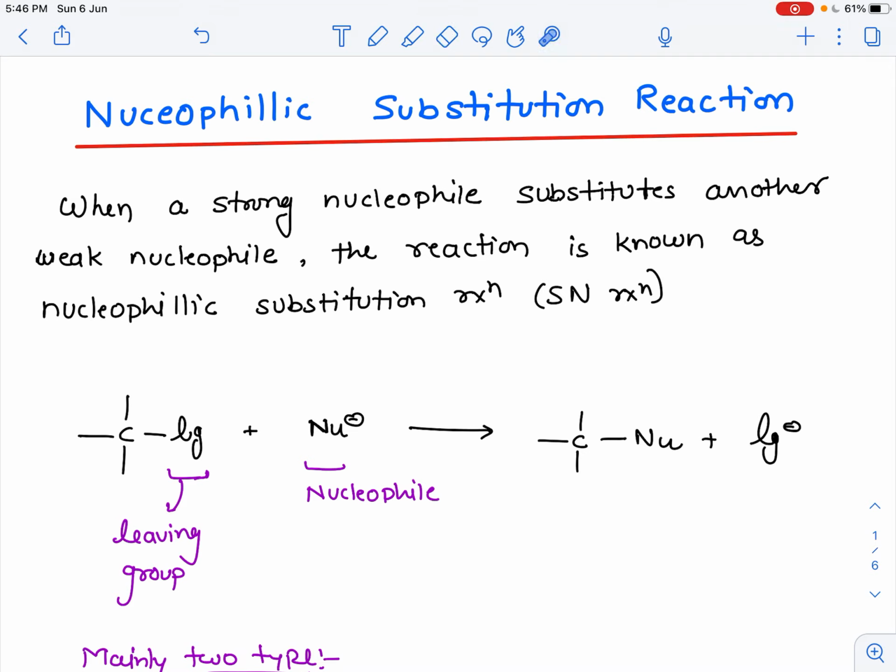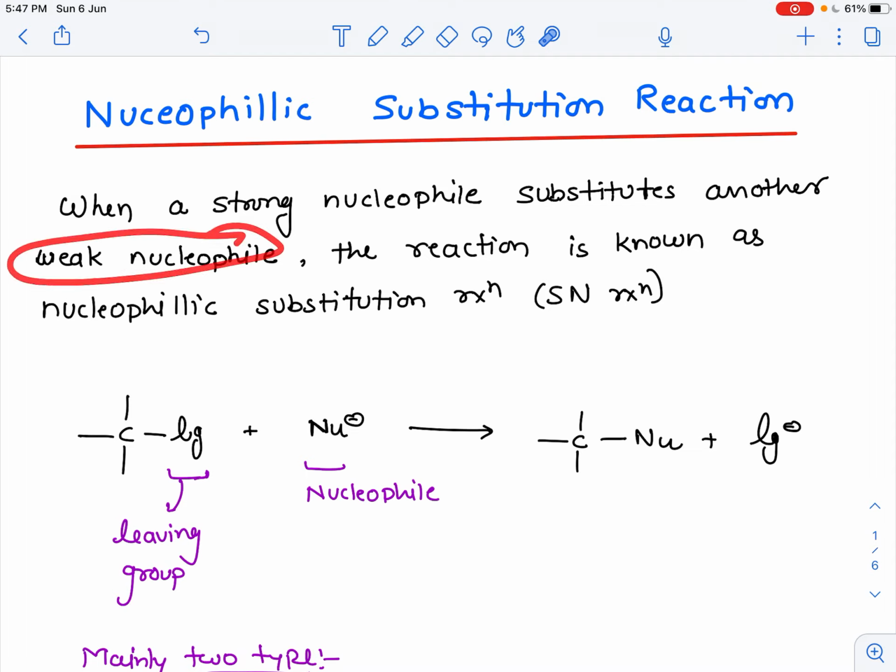What is nucleophilic substitution? In very simple words, nucleophilic substitution means a nucleophile substitutes something. So to whom does it substitute? When a strong nucleophile substitutes another weak nucleophile, the reaction is known as nucleophilic substitution. It is very easy. Substitution, which we have studied in the 10th class also, in the same way we'll study this.